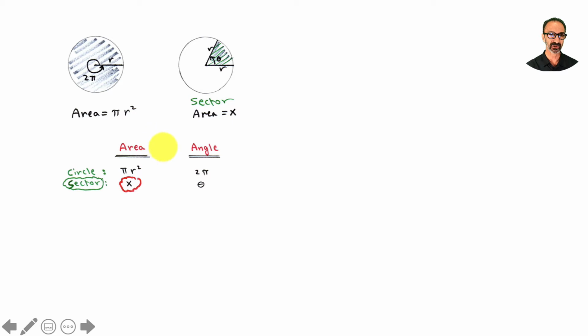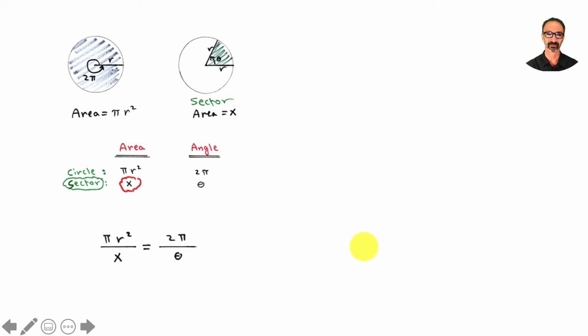To set up your proportions, this is a smart way to do it. You could always build your own proportions any way you want, like degrees to radians and so on. Under the area title for the circle, it's pi r squared. For the sector, it's unknown, x. Under the angle for the circle, it's 2 pi, or 360 degrees. For the sector, it's theta. Change this to proportions, as simple as that. I'm writing the whole thing with fractions and an equal sign.